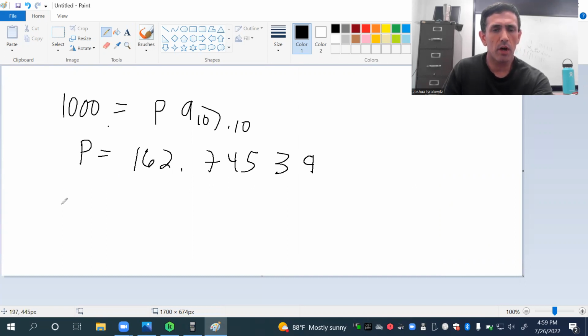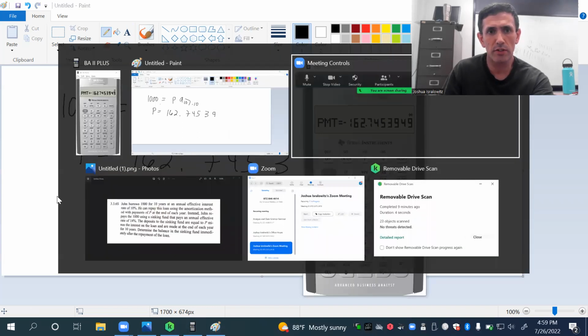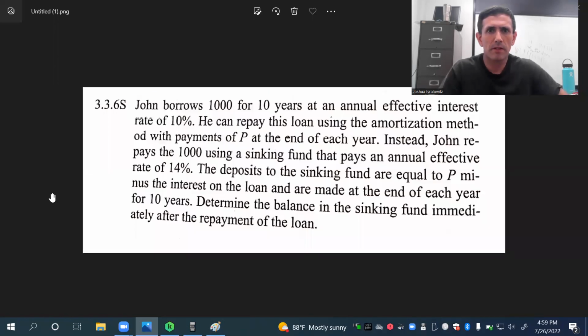Again, what's the interest each year on the loan? If you don't ever pay off principal, but you just pay off interest, then each year that's 10% of 1,000, which is just $100.